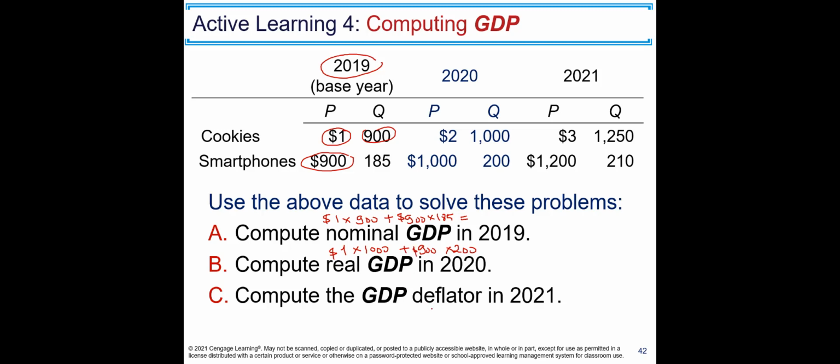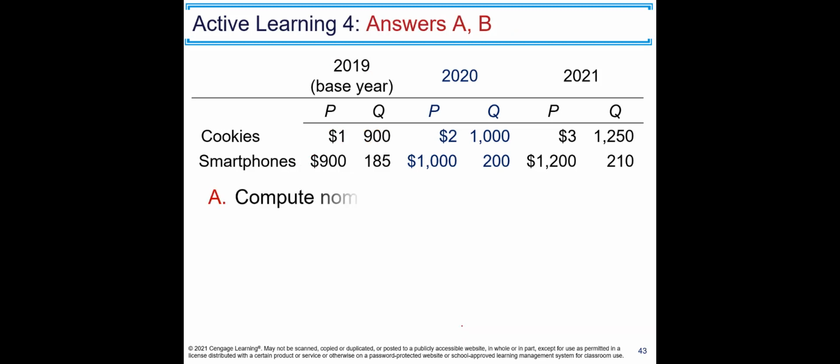And how about the GDP deflator in 2021? We need nominal GDP in 2021 and we need real GDP in 2021, and their ratio times 100 is going to give us the GDP deflator in 2021.